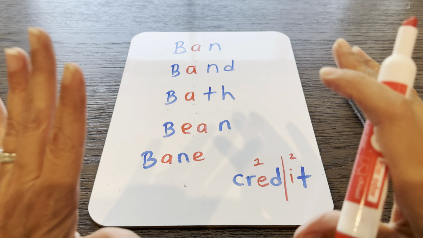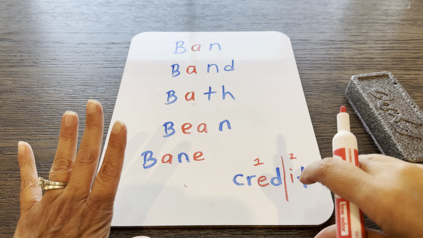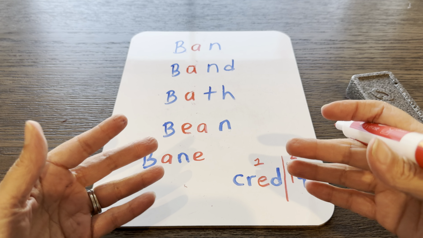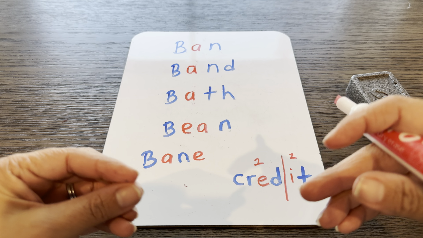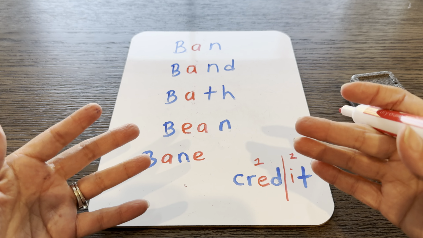Today we're going to learn about closed syllables. Why do we teach closed syllables? Because there's so many words that have closed syllables. And guess what? It tells the vowel what kind of sound it's going to make.